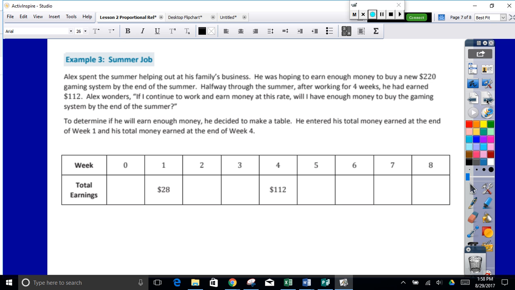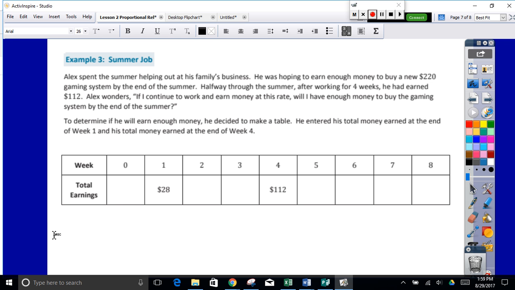To determine if he will earn enough money, he decided to make a table. He entered his total money earned at the end of week 1 and his total money earned at the end of week 4. Okay, and in your notes, it then asks you to work with a partner to answer Alex's question.